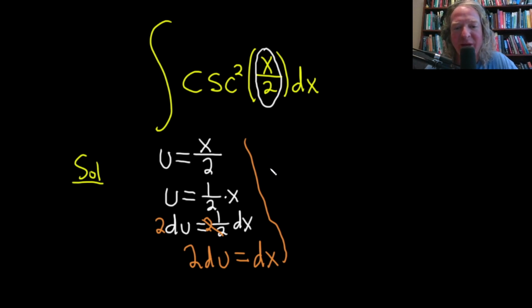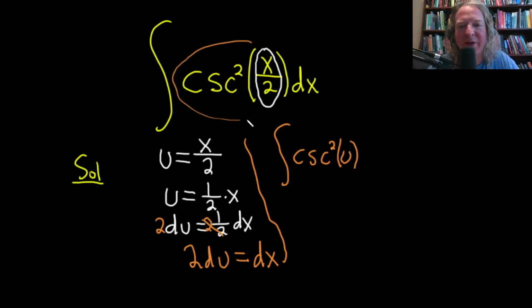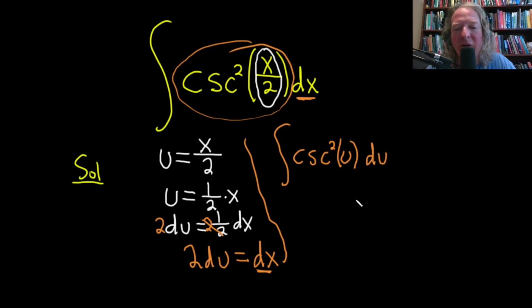So now let's go ahead and make the substitution. So we have the integral and we have the cosecant squared. So cosecant squared of, let me just write the 2 again, of u, because the inside piece is u. That takes care of all of this. And then as for the dx, well, that's right here. That's 2 du. So here's the du. And let's go ahead and pull that 2 outside of the integral.